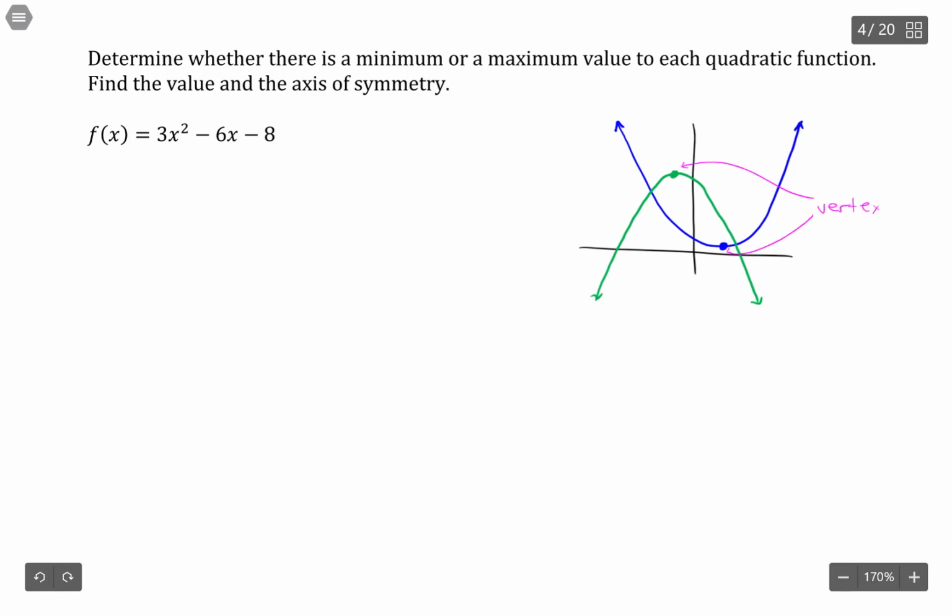So finding the minimum and maximum value of a quadratic ultimately comes down to finding the vertex. Now, because it doesn't specify that we have to find the vertex by converting to standard form first, we are free to use the vertex formula. So the vertex formula looks like negative b over 2a, comma, f of negative b over 2a.